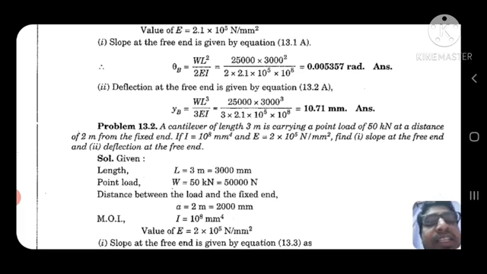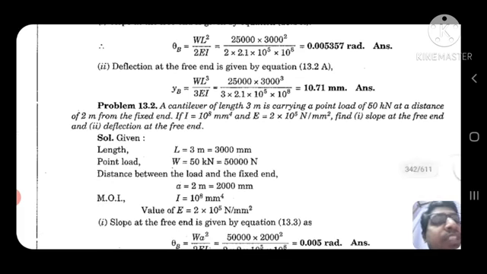Deflection at the free end is given by the equation YB equals W L cube by 3 EI. So 25,000 into 3000 cube divided by 3 into 2.1 into 10 to the power 5 into 10 to the power 8.